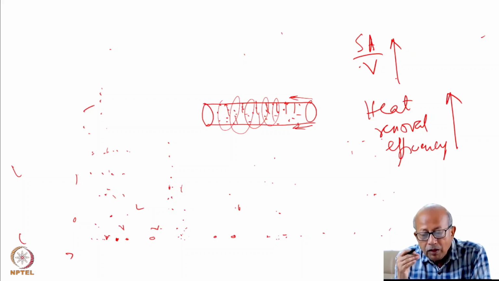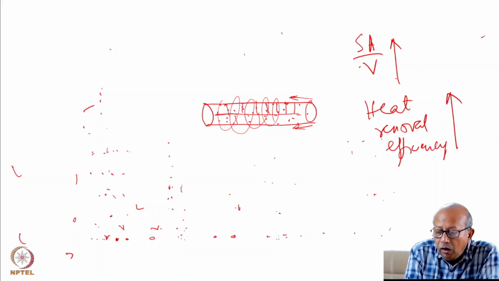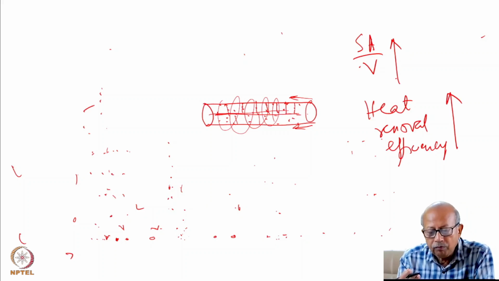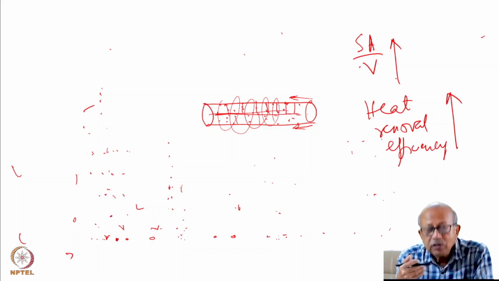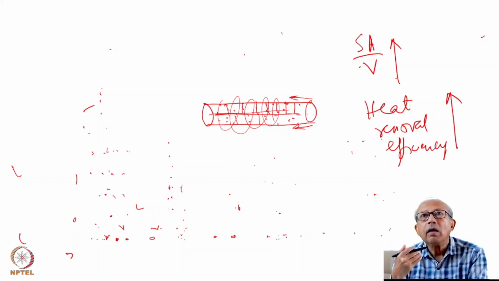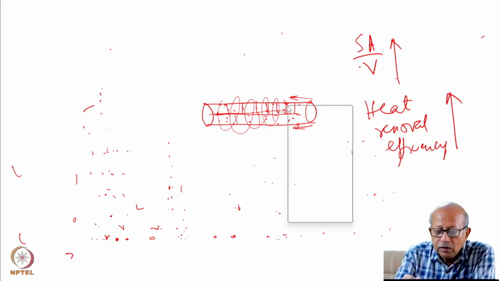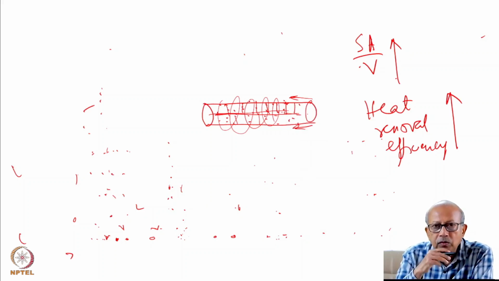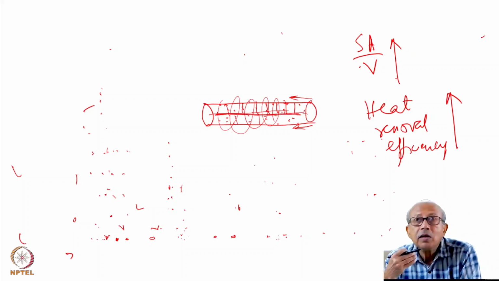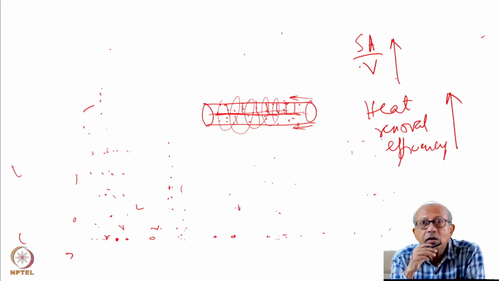And further, the center of the rod would tend to become hotter than the edges, and that creates uneven expansion. The center would tend to expand more compared to the edges, because the center temperature is more. That will again generate a mechanical stress which can actually damage the rod.